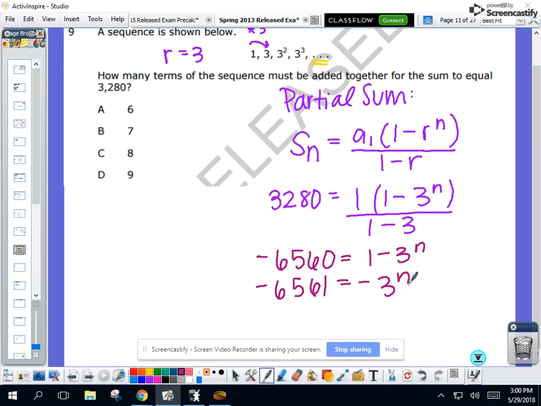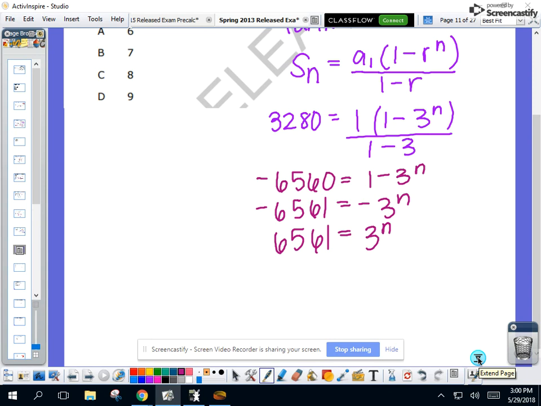Divide both sides by negative 1. Now we're dealing with a positive. 6,561 is equal to 3 to the n. At this point, you could guess and check to figure out what that exponent needs to be, or you could convert it to a logarithm.